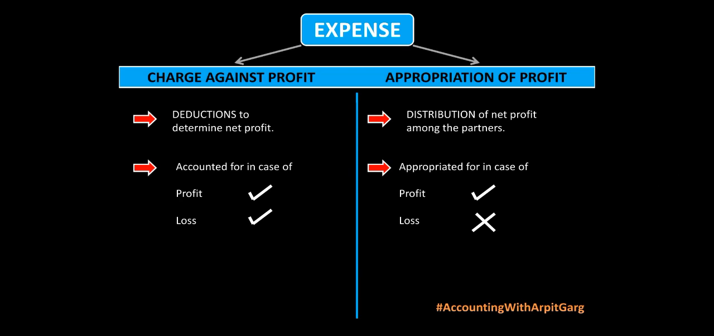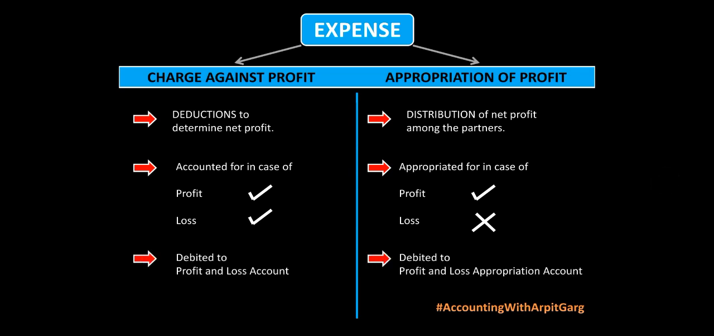In case of charge against profit, expenses are accounted for in any case whether there is profit or loss. But in case of appropriation of profit, expenses will be provided for only in case of profit. Expenses relating to charge against profit will be transferred to profit and loss account on the debit side, and the expenses falling under the category of appropriation of profit will be debited to profit and loss appropriation account.